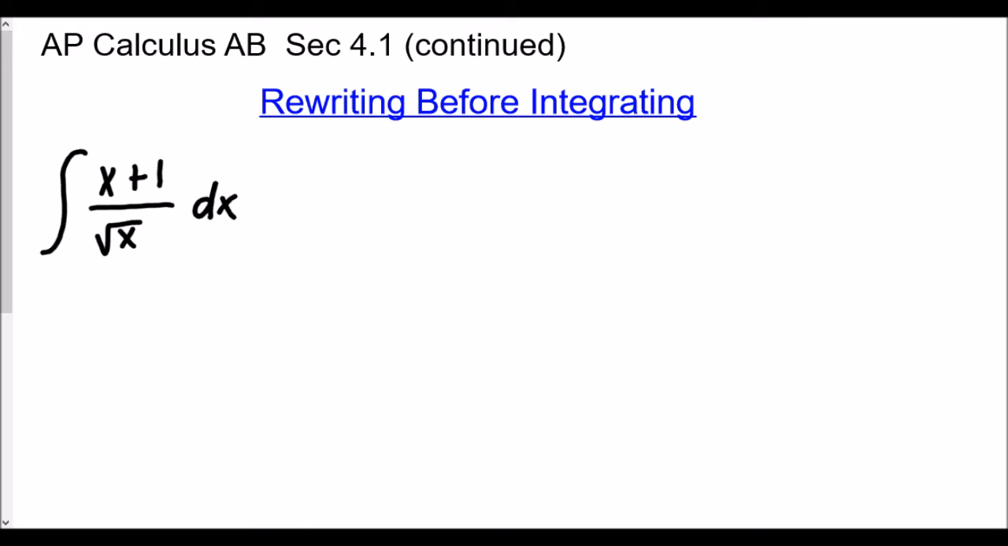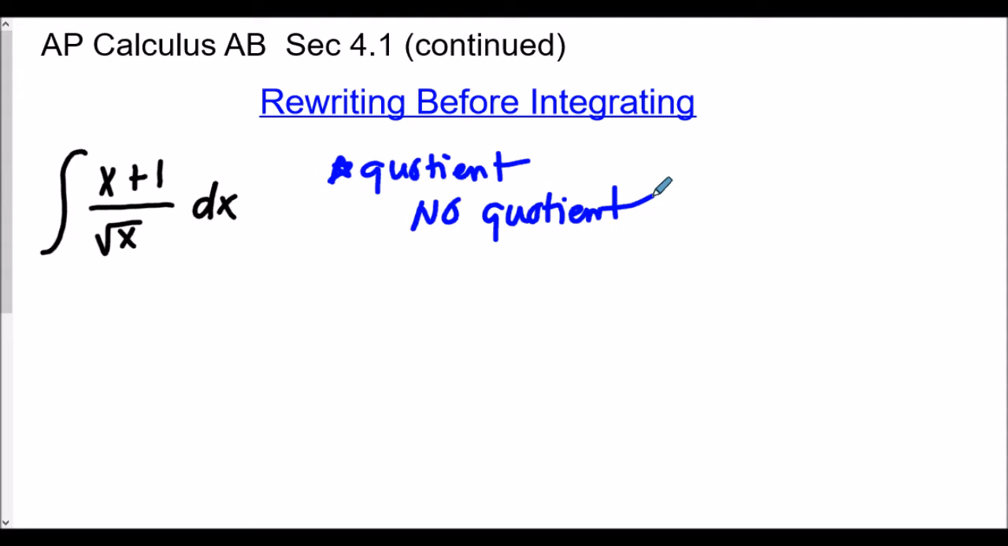So, rewriting before integrating. Let's look at this example. Here we have a quotient, right? We have the integral of x plus 1 over the square root of x dx. This is a quotient, but we have no quotient rule. So this is a problem. This is why we have to rewrite this problem before we can integrate.